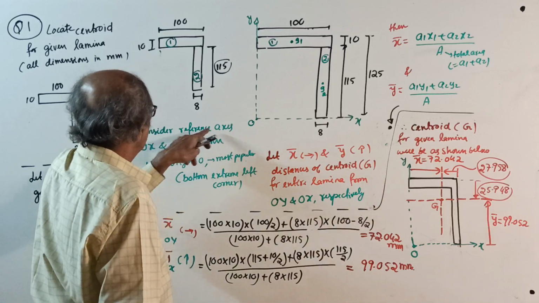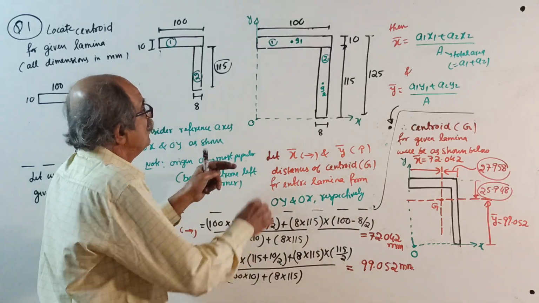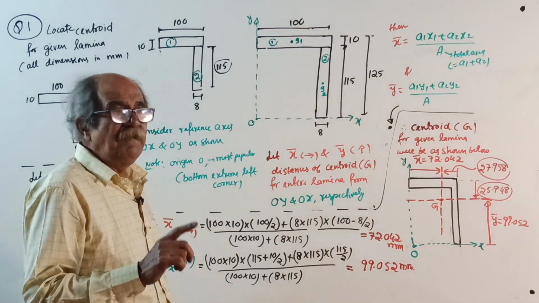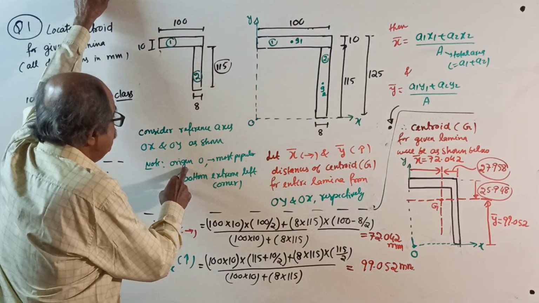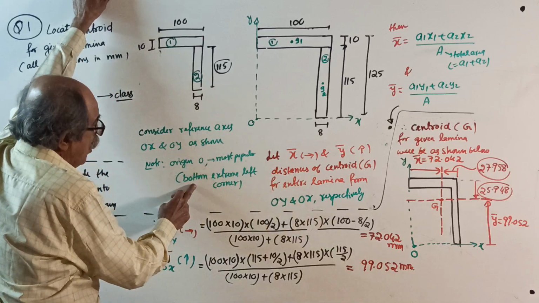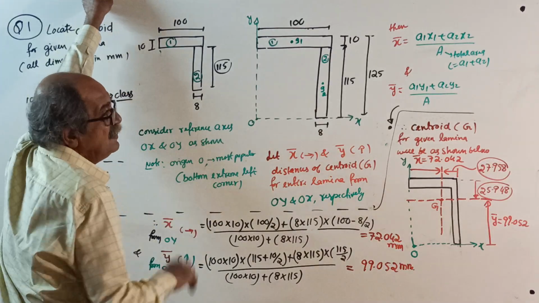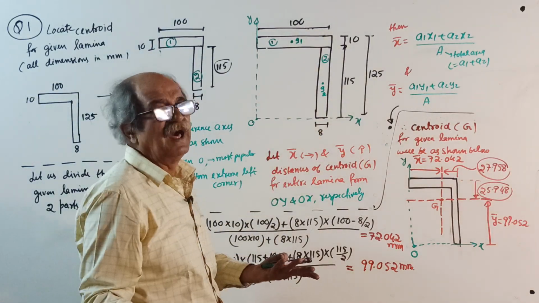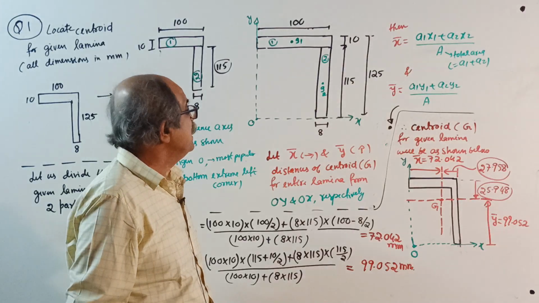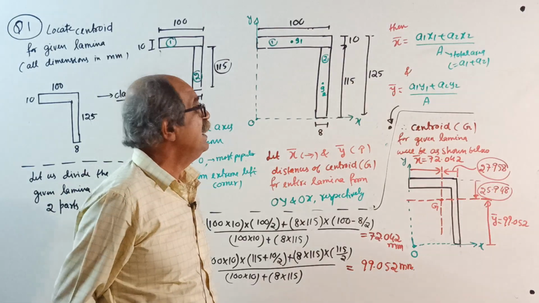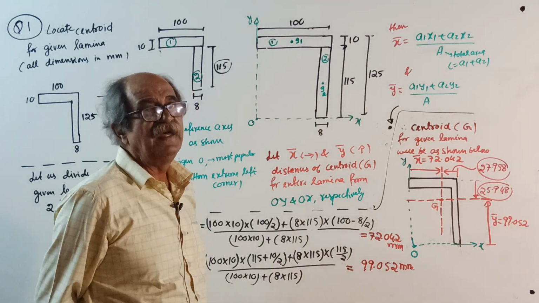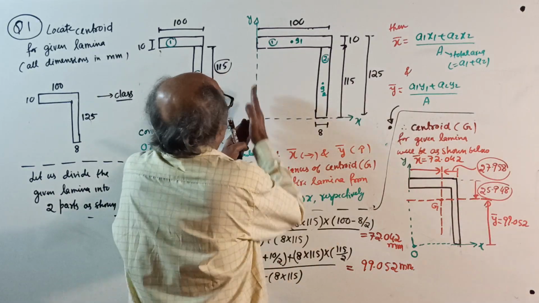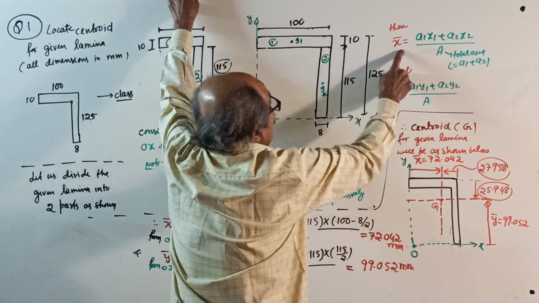Then consider reference axes OX, OY as shown. We will take, as I told already, the bottom left extreme corner. See, origin O, most popular, bottom extreme left corner. Okay. Then this is X, this is Y. This is all explained already. Maybe after some time I will take one extra class where I will revise these concepts, and then I will tell in future I won't explain. Okay. X, Y. Then X bar.